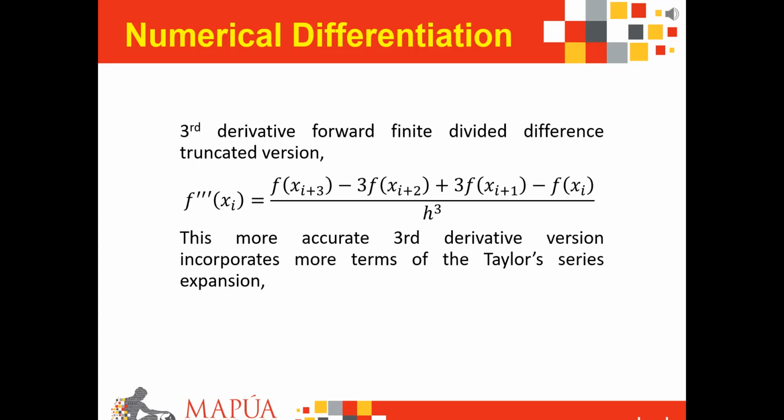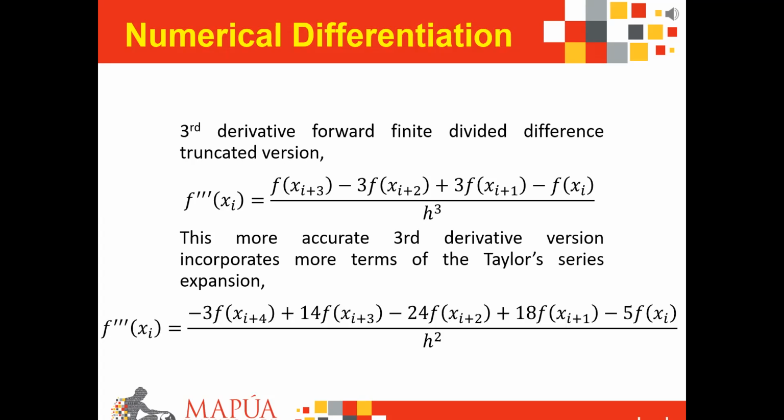And again, a more accurate version contains more terms included from the Taylor series in order to compensate for the error. You'd end up with negative 3 f(xi plus 4) plus 14 f(xi plus 3) minus 24 f(xi plus 2) plus 18 f(xi plus 1) minus 5 f(xi) all over h cubed.